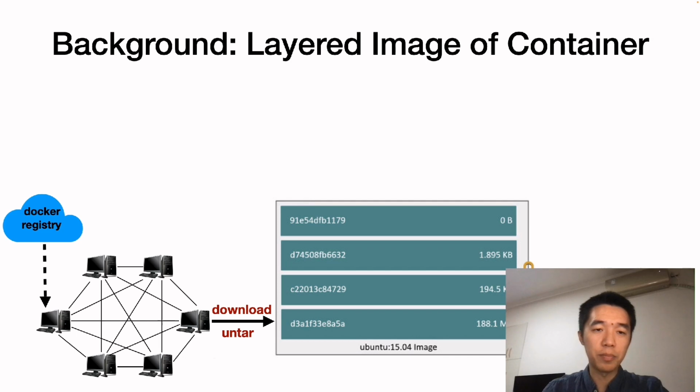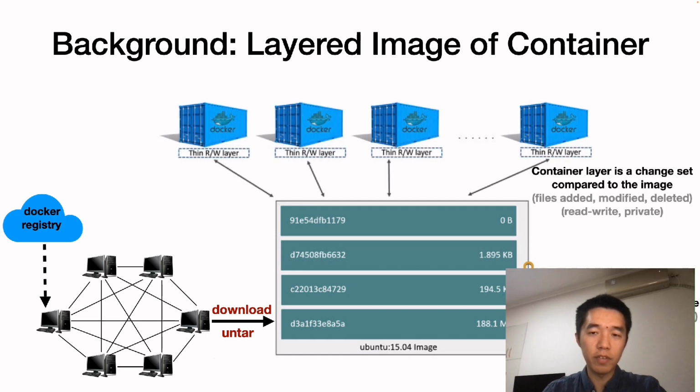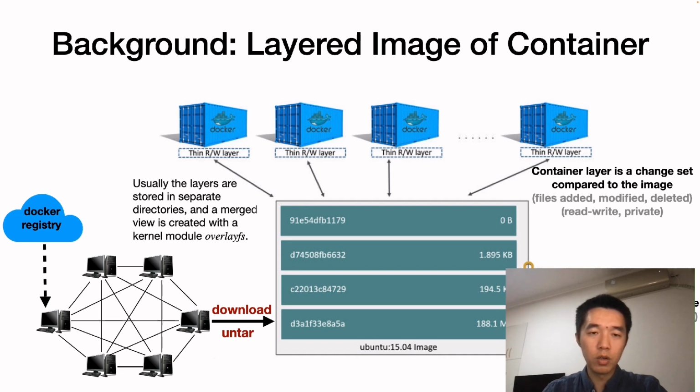Now let's take a look at the background. Container images are downloaded to hosts and unpacked there. An image contains multiple layers. Each layer is a change set compared to the previous state, namely file added, modified, and deleted. The layers are read-only and shared by multiple container instances. Each instance has a private container layer that is a change set compared to the image.